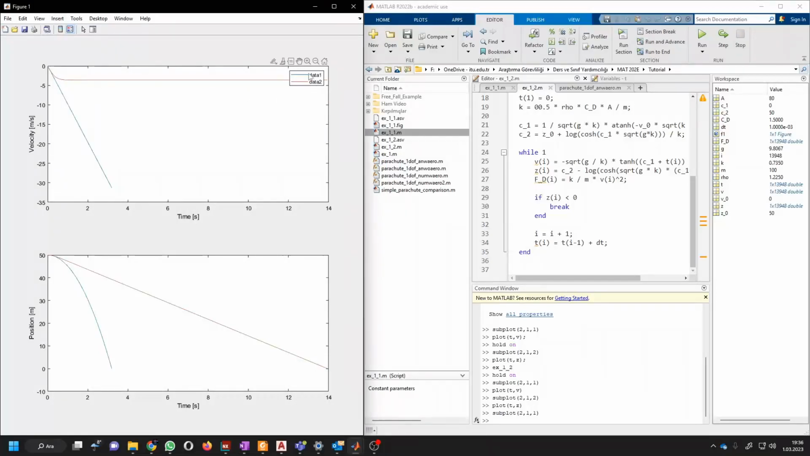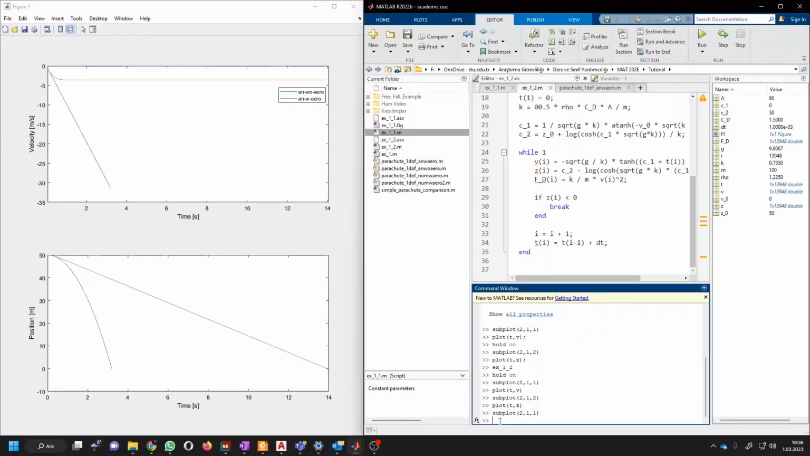I want to insert my legend. The first solution was the analytical solution without aerodynamic effects, so I will denote it by this, analytical without aero. Let's say analytical with aero. So grid on.